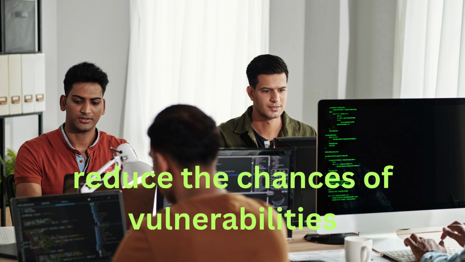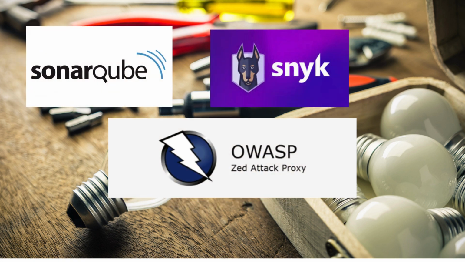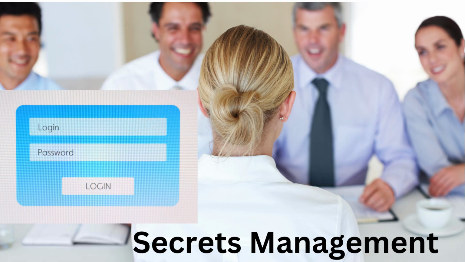So, what are the tools to implement? First one is SonarQube for continuous code quality and security checks. Snyk to automatically scan open source dependencies for vulnerabilities, and OWASP ZAP for automating web app security testing in your CI/CD pipeline.